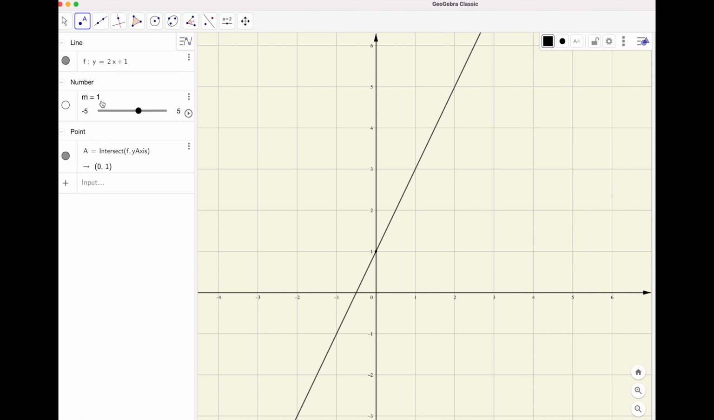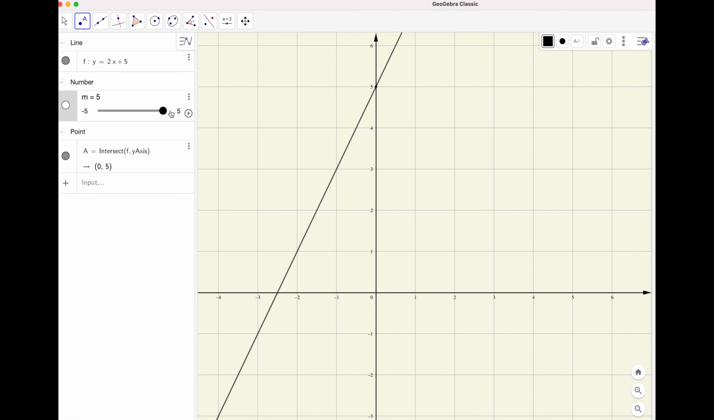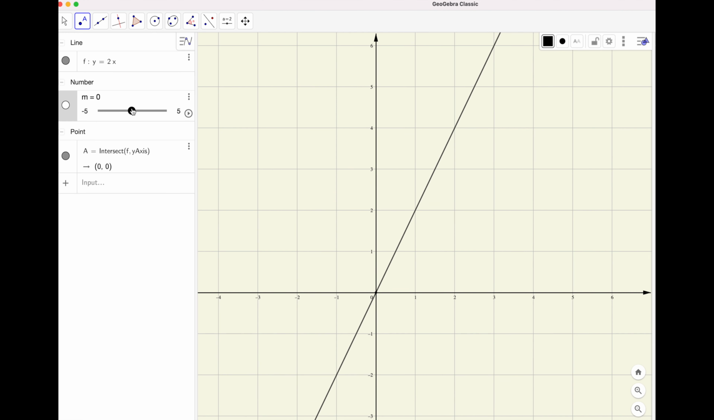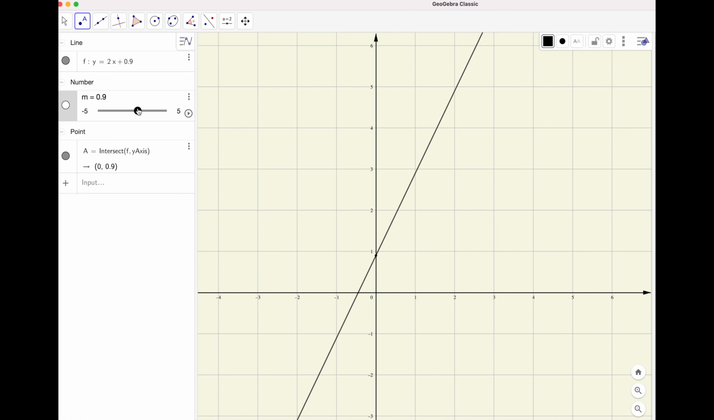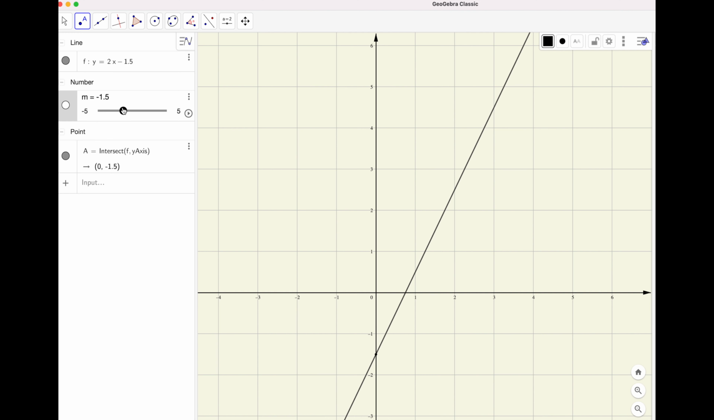When I increase m to a higher value, 2, then it means that the y-intercept should be 2. If I increase it more to 3, then the y-intercept should be 3. So it means that this point starts moving up if I increase it. If I decrease it, this point starts going down. So let us check that. You see, it's going up. And if I go to 0, it is exactly passing through 0. And then for negative values, it goes down.